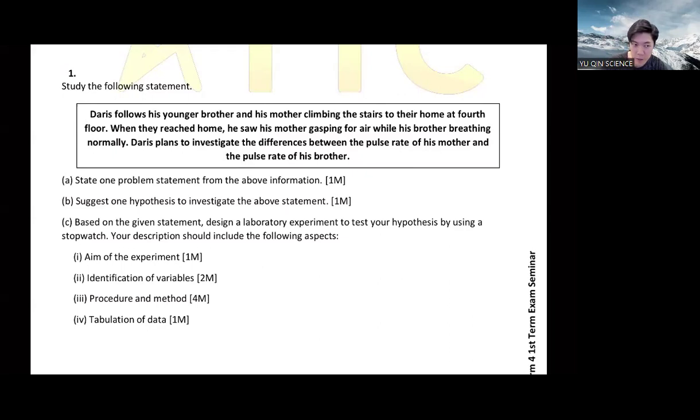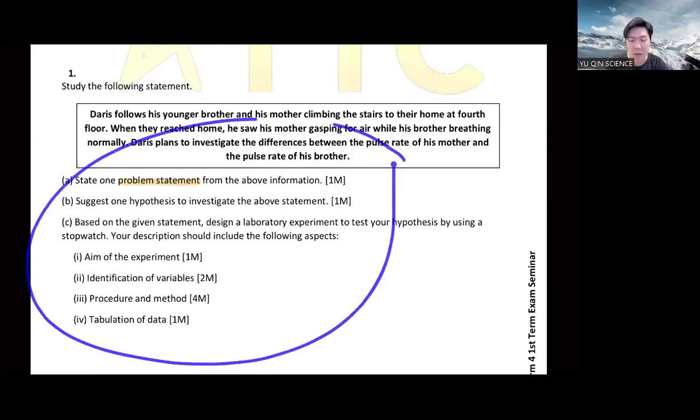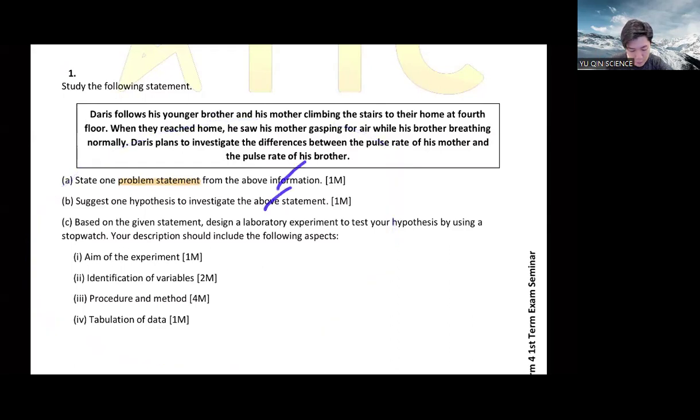Age, right? Mother and brother means age issue. Okay, so the first question is asking for a problem statement. Problem statement means you must ask a question. Your answer must end with a question mark. So these formats are pretty fixed. In your exam, you should see something similar to that.